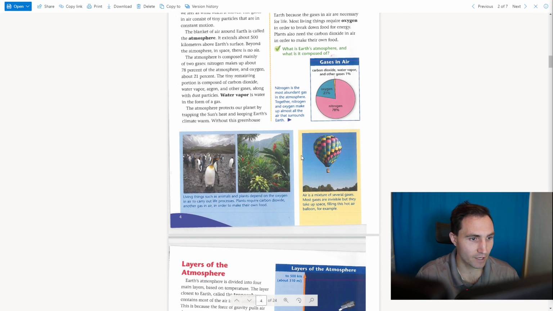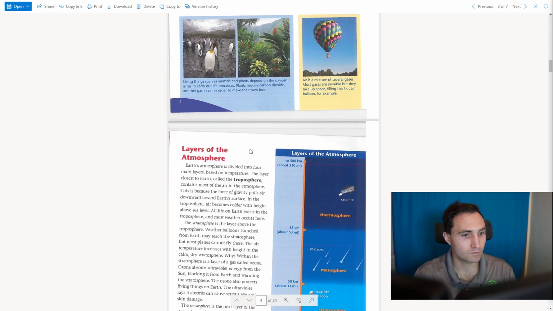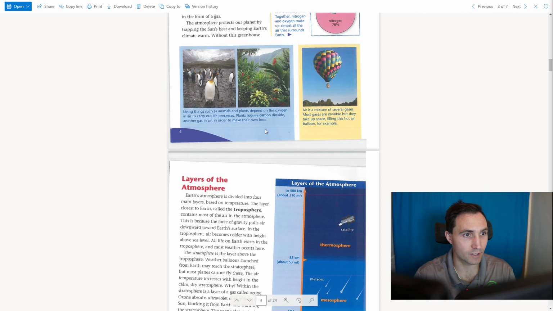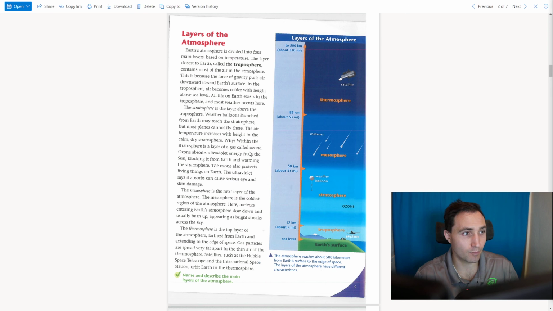And so here's some pictures of living things utilizing the air around us, because a lot of us depend on oxygen. Okay, and here's a picture of the atmosphere. And then we're going to learn about that. Okay, so we just passed our first checkpoint. Here is our second checkpoint that we're going to have at the end of this section.